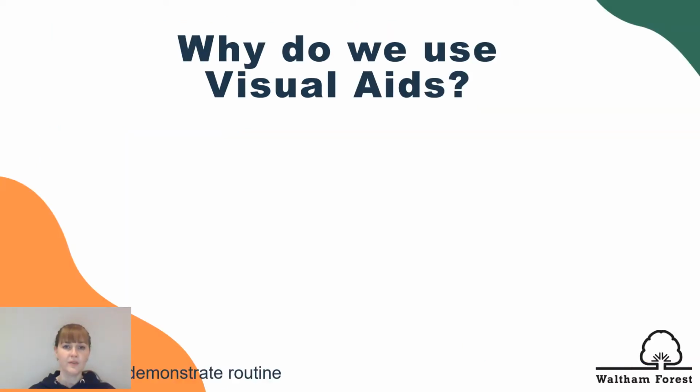So why do we use visual aids? To demonstrate routine. A visual timetable is a set of visual symbols displayed one after the other, showing what is going to happen during the day. A display such as this is great for showing children what is going to be happening in their day. This is really helpful for all children, but vital for those that feel anxious because they don't know what the day will hold.